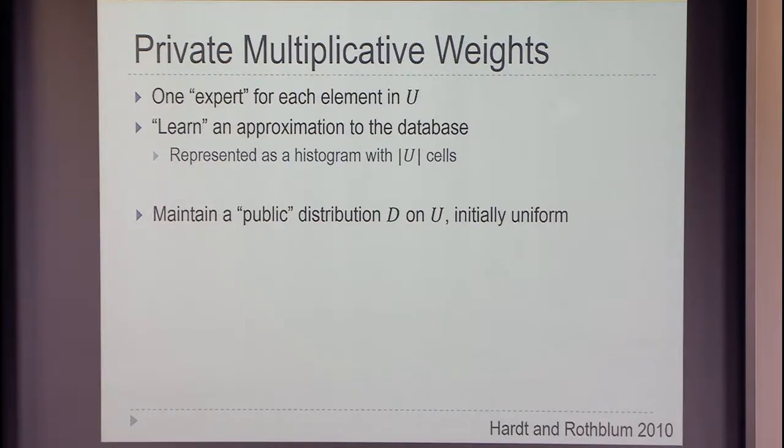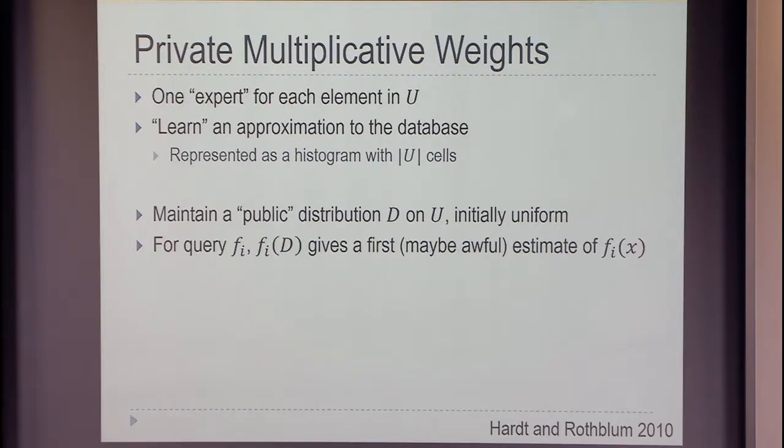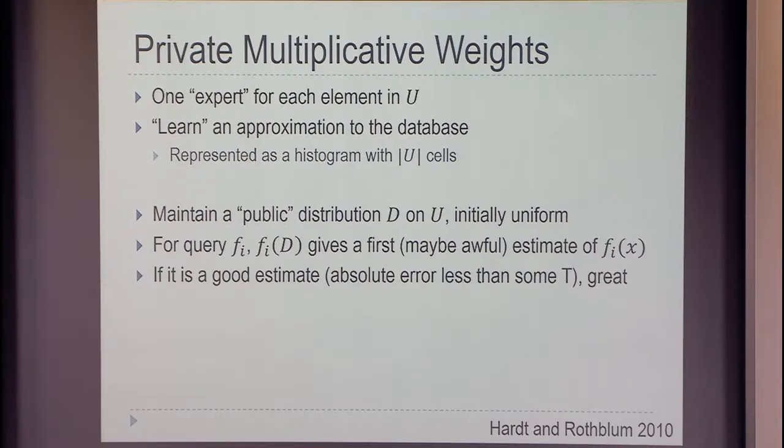So you maintain a public distribution D on the universe, which is initially uniform. And when you're presented with a query, you first look at the value of this query on this public distribution D. And it's going to give an estimate of Fi of x, the secret database. Now, maybe it's a good estimate. Maybe it's complete crap. We don't know yet. If it's a good estimate, meaning that the absolute error is less than some amount t, then great. We just say, hey, you already know the answer. Evaluate it on that public distribution.